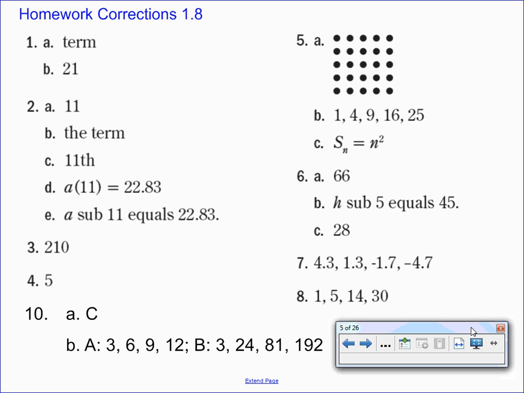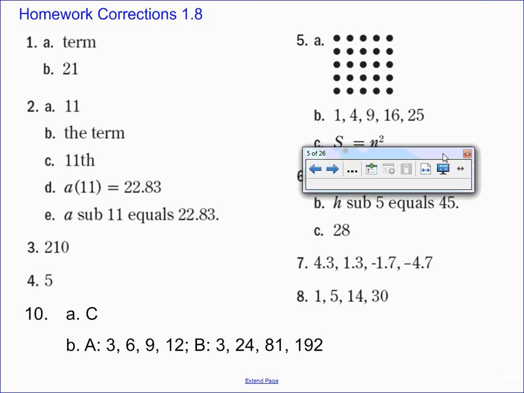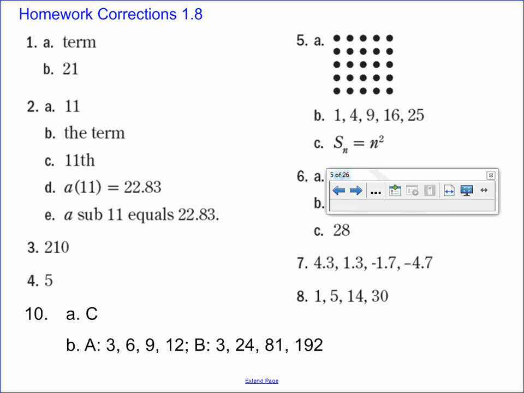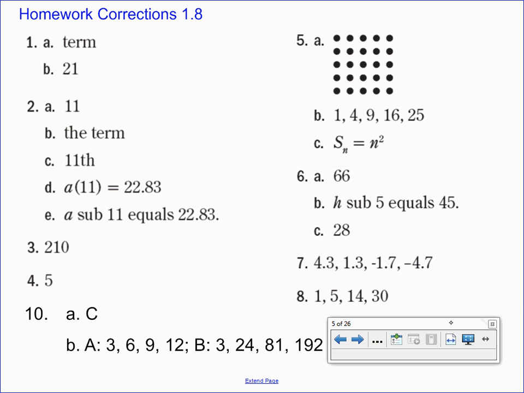And soon we'll be advancing, so please make sure you're checking. Sorry about that. And next slide.